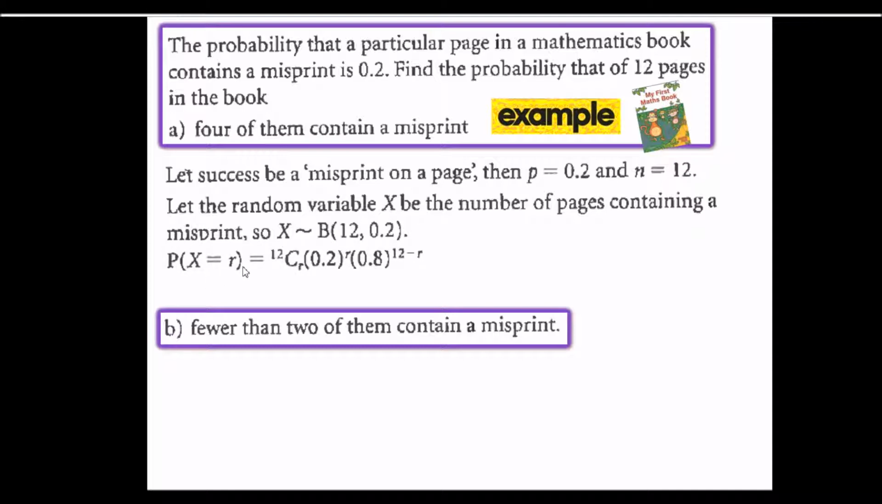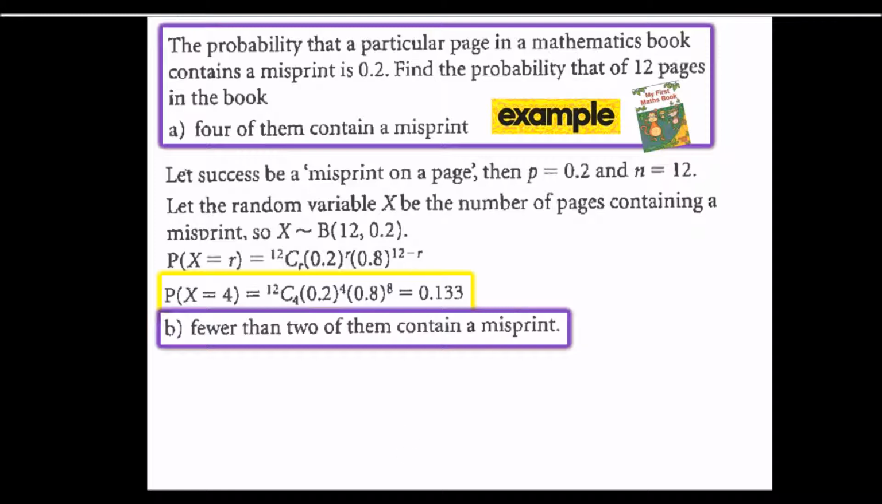And then you can write this again. Probability x equals r is 12 C r, 0.2 to the power of r, 0.8 to the power of 12 minus r, like with the binomial theorem. And then 4 of them contain a misprint in this case. So this is in general, and now 4 of them contain a misprint. So what does r equal? Let's write r equals 4 in this case. So probability x equals 4, because r equals 4, is 12C4, 0.2 to the 4, 0.8 to the 8, because 12 minus 4 is 8.